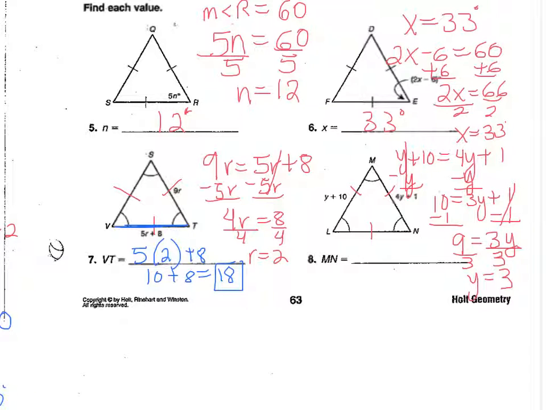3. Okay, so then they want me to find mn. mn, and it doesn't really matter which I choose because it's equilateral, they're all the same, right? But they want mn, so it would be 4 times 3 plus 1. So how much is that? 13. And the answer is 13. Good. Any questions on equilateral triangles?